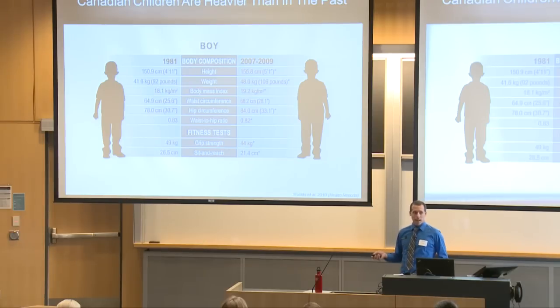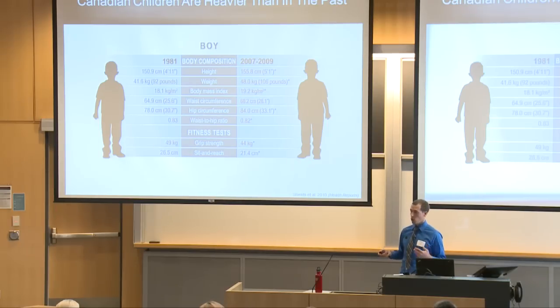So this is data from the Canadian Health Measures Survey. This is a very, very large survey that's representative of the Canadian population. What that means is that the average value for height and weight and age in this survey is very, very close to the average in the Canadian population as a whole. So we can say if the value is X in the survey, it's probably that same value in the general population. And so what they did with this survey is they compared the height, weight, and body mass index of a kid in 1981 with a kid in 2009.